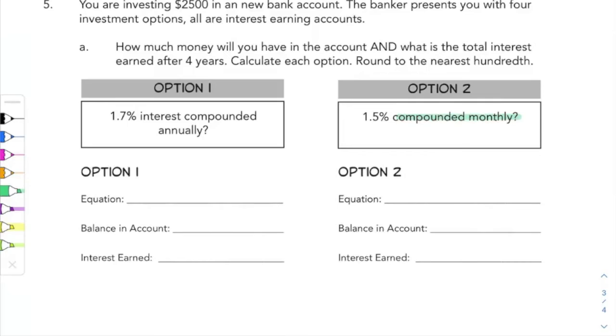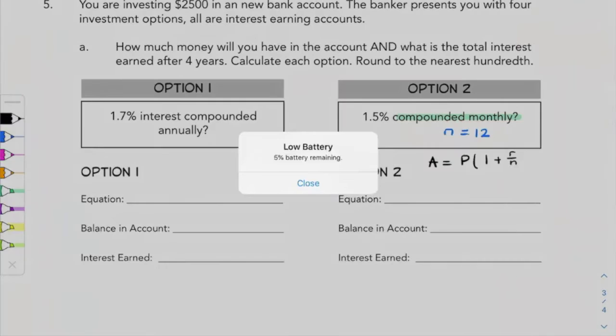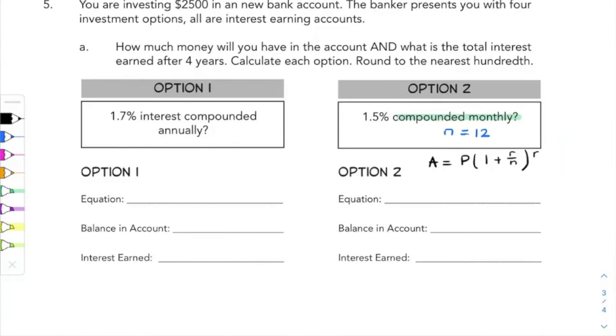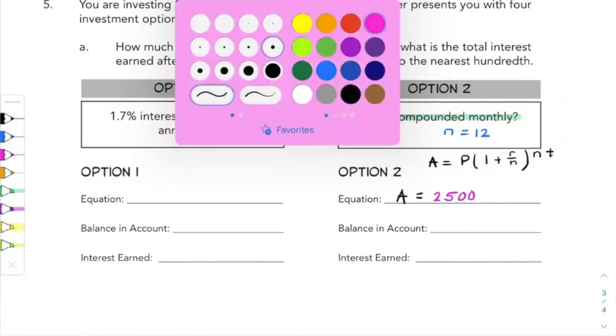So if we're compounding monthly, that means the n value for our function is 12. It also tells us that I'm using the function P multiplied by 1 plus the rate over the number of times compounded, raised to the number of times compounded times time. When I substitute these into my equation, substitute in anything that you know. So we know that the starting amount, the amount that you're investing, is $2,500. I know that from this part up here.